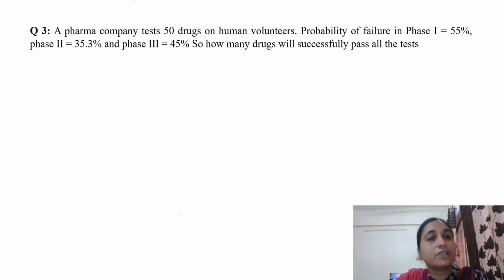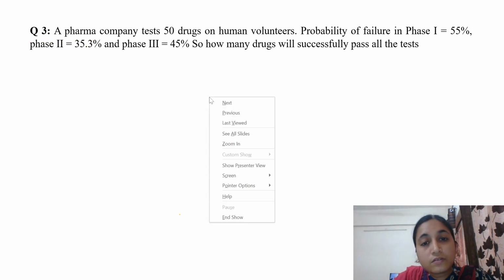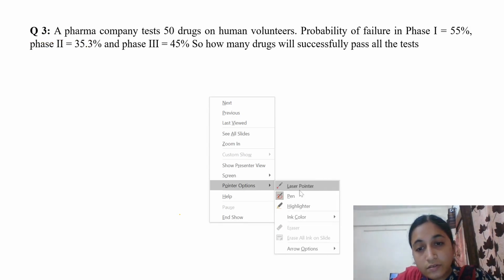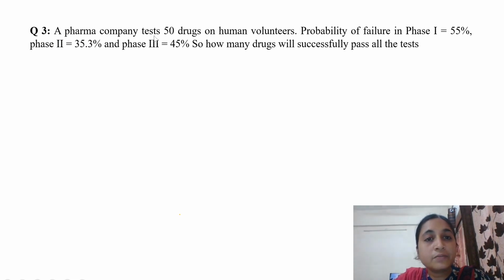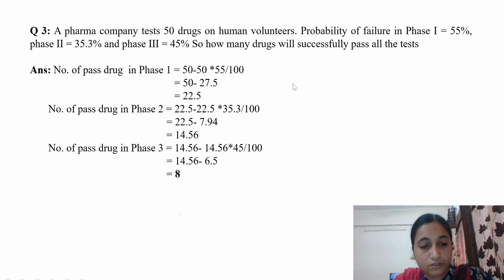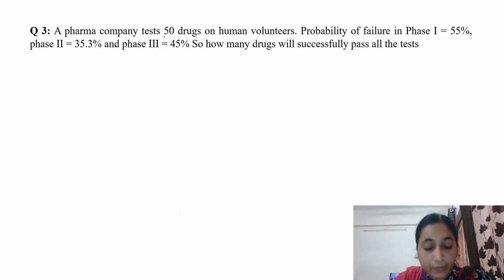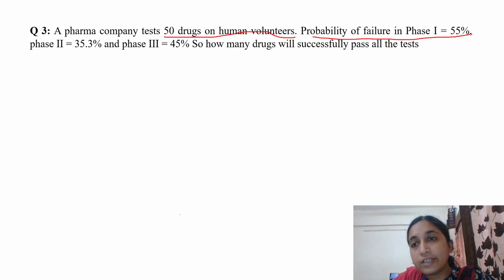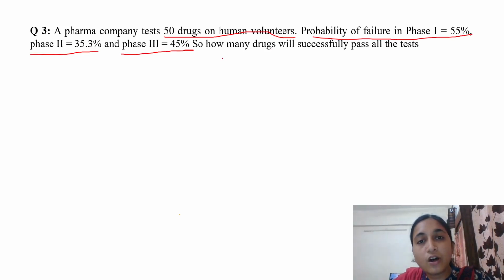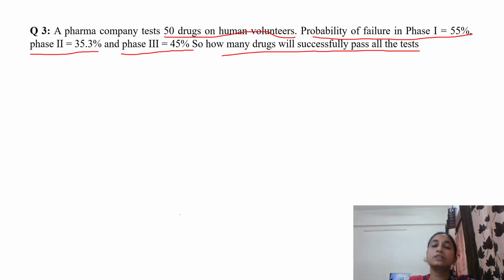Now come to question number three. A pharma company tests 50 drugs on human volunteers. The probability of failure in phase 1 is 55%, phase 2 is 35.3%, and phase 3 is 45%. So how many drugs will successfully pass all the tests? How will we calculate this?